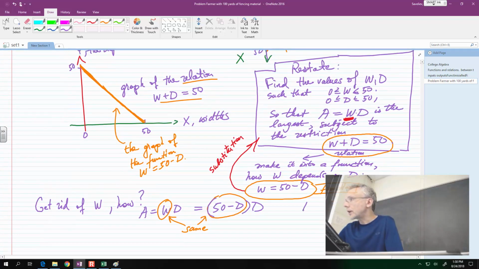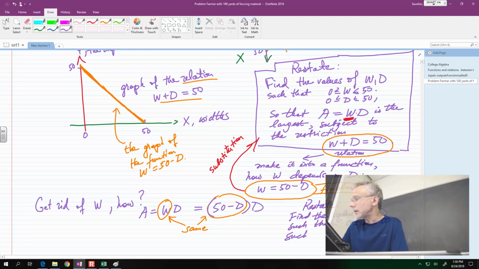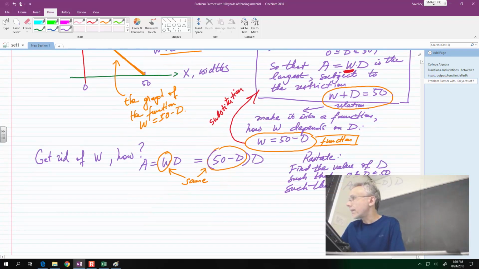So let me try to restate the problem in light of this new development. Find what? Find the value of W and D. Well, there is no W anymore. So find the value of D, such that I still have a restriction on the depth between 0 and 50, such that area is equal to the formula we just found, 50 minus D times D. The end. There is no restriction anymore.